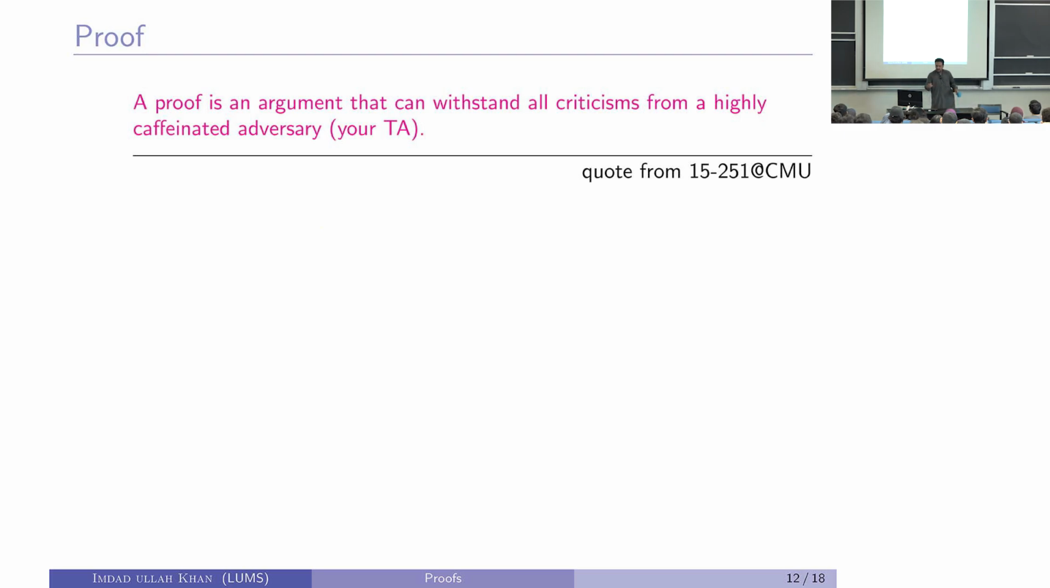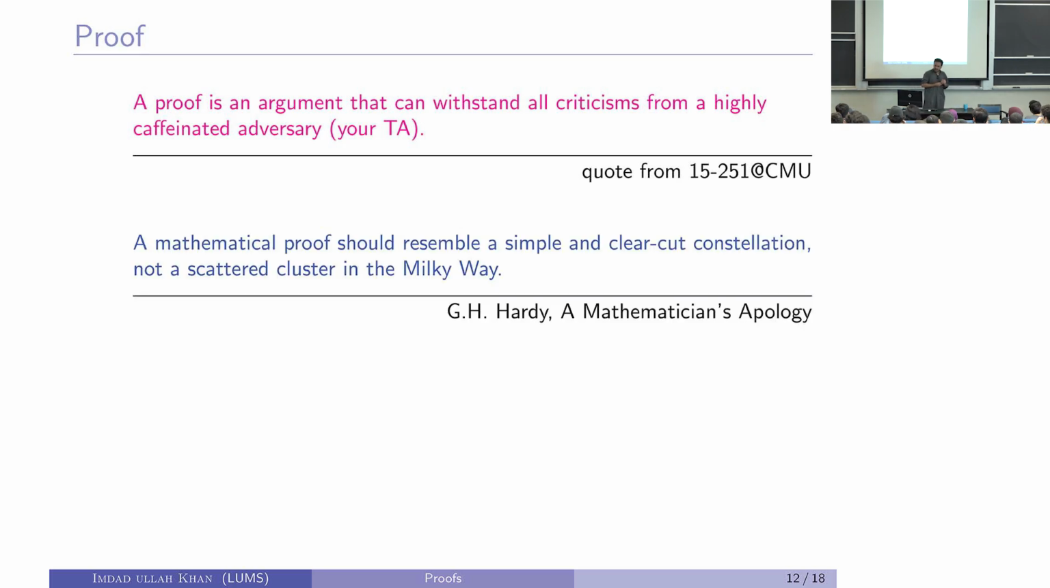So if you make a claim, here is a very good definition of a proof. It's from a CMU course, Carnegie Mellon University. They define a proof to be any argument that can withstand all criticism by a highly caffeinated instructor or TA. Okay, not that you just write something and then assume it is a proof. A mathematical proof should resemble a simple and clear-cut constellation, not a scattered cluster in the Milky Way. G.H. Hardy was a really strange guy.